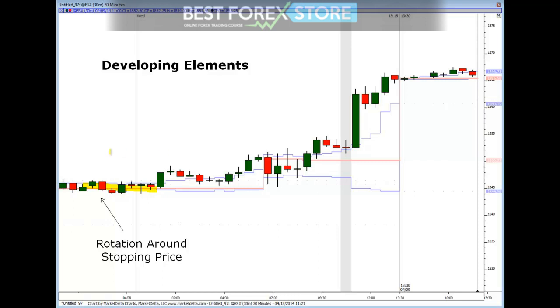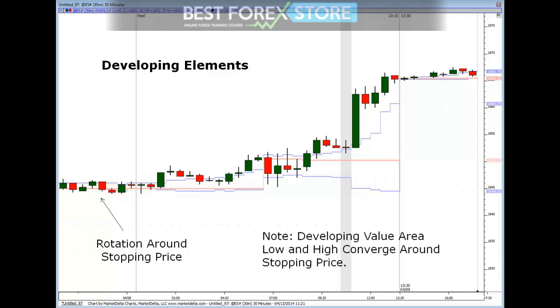So let's continue now, since we've identified our stopping point. All right, now our task is to determine, are we going to continue to rotate, or are we in fact going to move perhaps a little bit higher from this stopping point? Well, if you take a close look, a telltale sign that always lets you know that you found your stopping price and that you're in a rotation, the developing value area high and low, both of them, will converge around the stopping price.